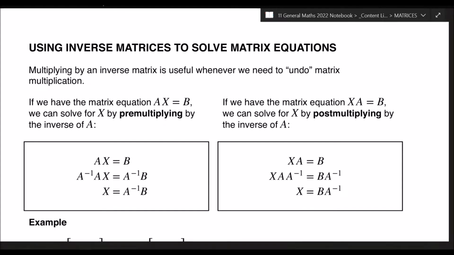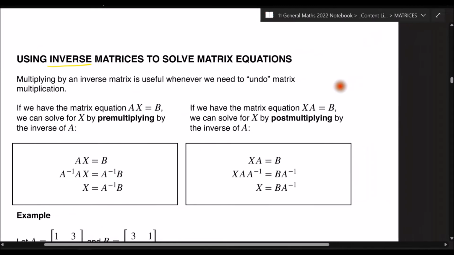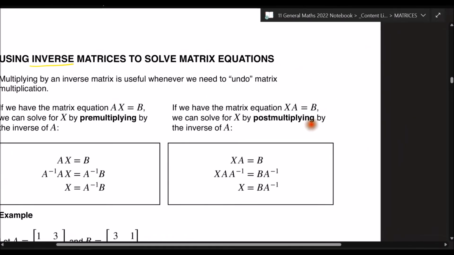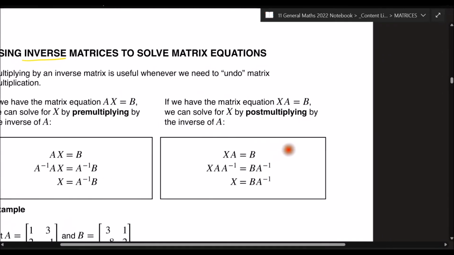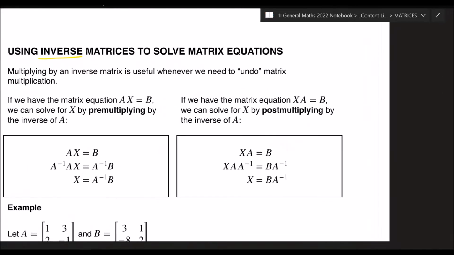So what we're going to look into is using your inverse matrices, which we had just learnt about before, to solve matrix equations. So, to solve equations using your inverse. Now, what it says here: multiplying by an inverse matrix is useful when we need to undo a matrix multiplication. The easiest way I can explain that to you is, let's go back to some basic algebra and the inverse operations that we learned about.